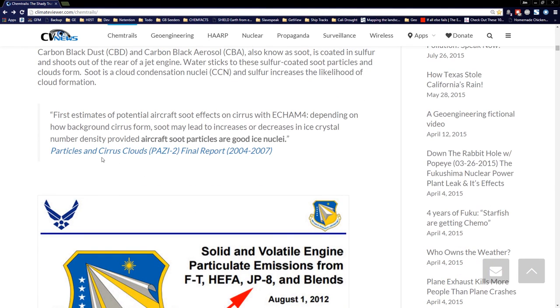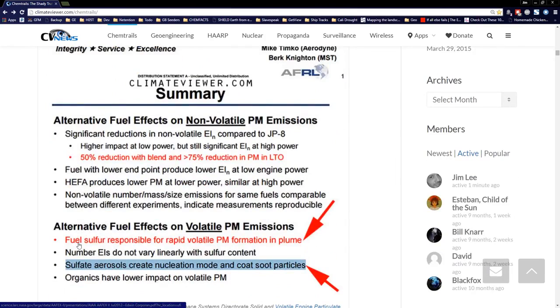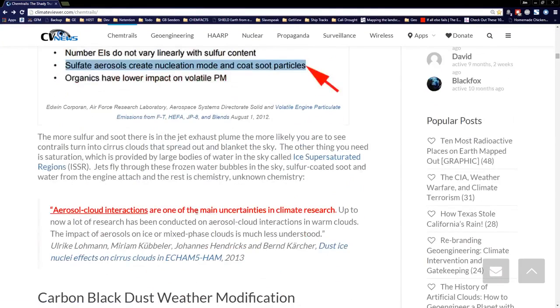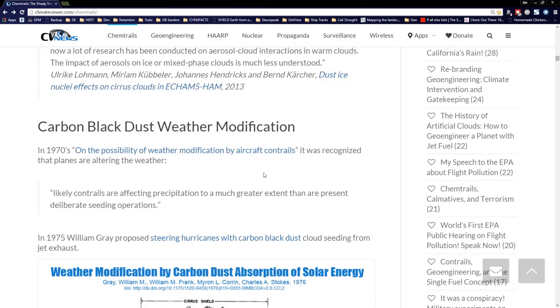So, first reference: particles in cirrus clouds, POSI 2. Aircraft soot particles are good ice nuclei. Here we have from the U.S. Air Force: fuel sulfur is responsible for rapid volatile PM formation in the plume. Sulfate aerosols create nucleation mode and coat soot particles. So, between that and these ISSRs, that's what makes a cloud. And all of this is claimed to be unknown aerosol-cloud interaction, which is one of the main uncertainties in climate research.